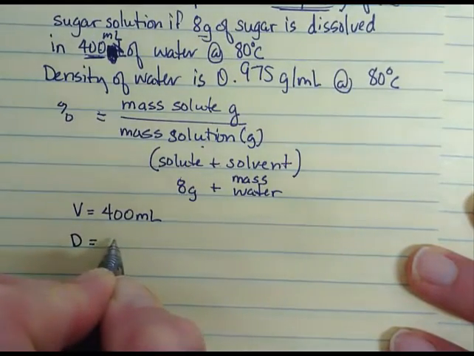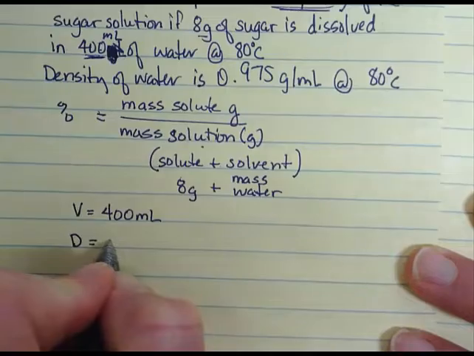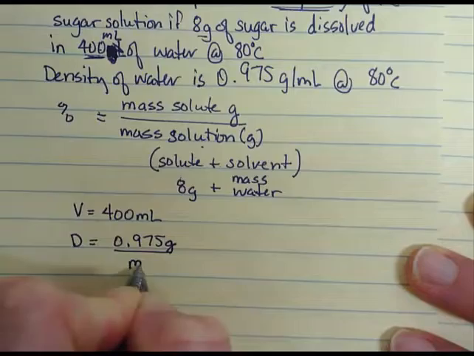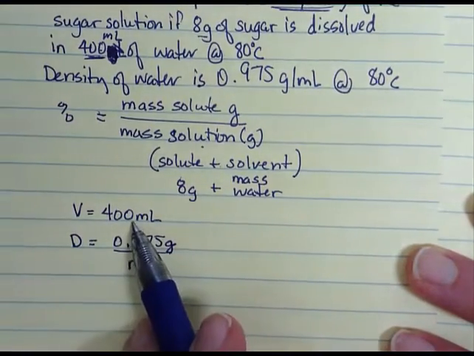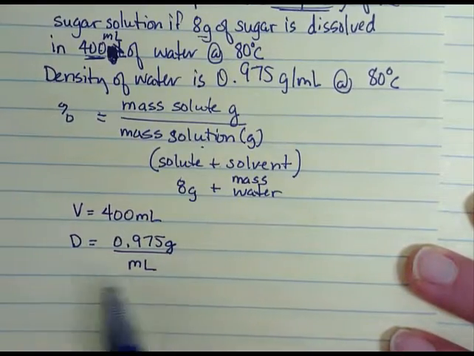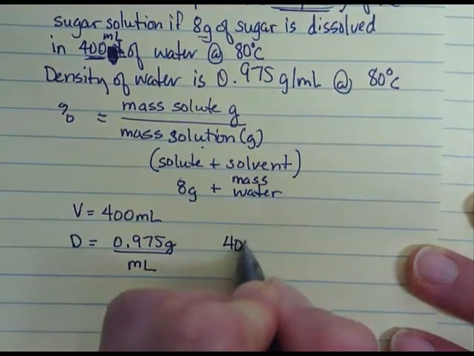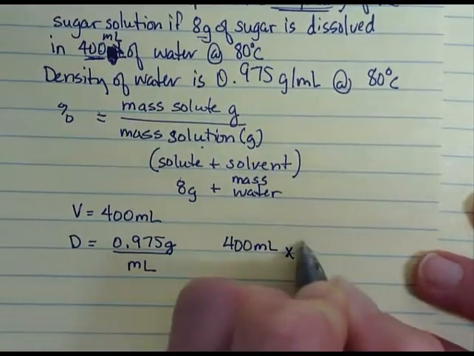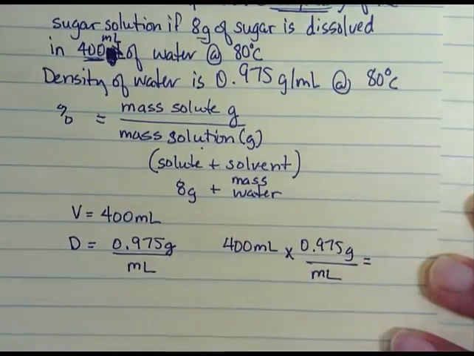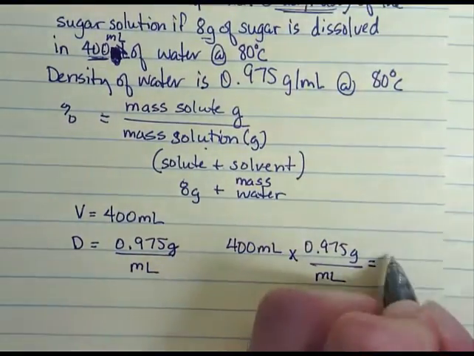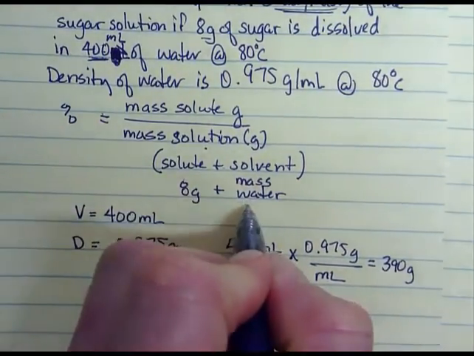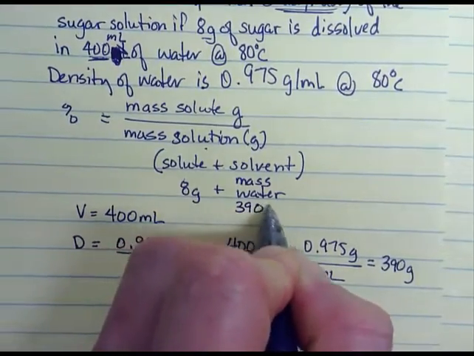So we know the density of water at 80 degrees, they give us that, is going to be 0.975 grams per milliliter. So we need to do a conversion. We need to convert 400 milliliters into the gram weight. Grams is already on top, so we'll leave it there. So we'll say our 400 mils times 0.975 grams per milliliter is going to give us our grams of water. So this is actually 390 grams of water. So we can put that and fill that in here as 390 grams.